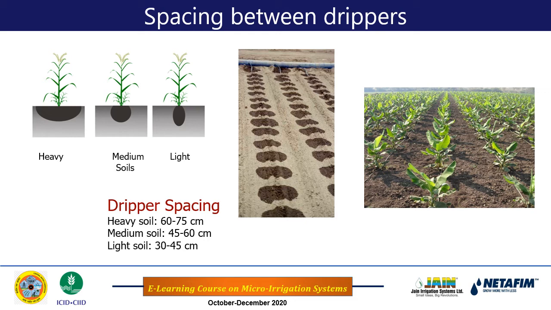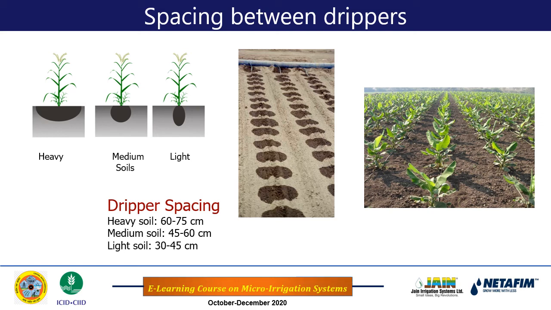The importance of the spacing between drippers is for row crops actually. Row crops are the crops which we grow in a row, such as vegetables, cereals, field crops, or flowers as well. In this case, the emitter should be installed on the lateral in such a way that the entire strip of the plant row is wetted.